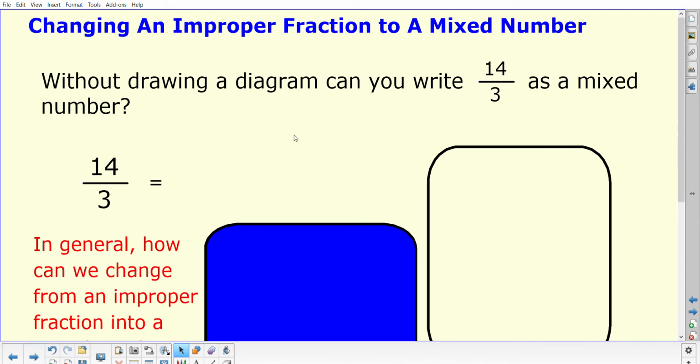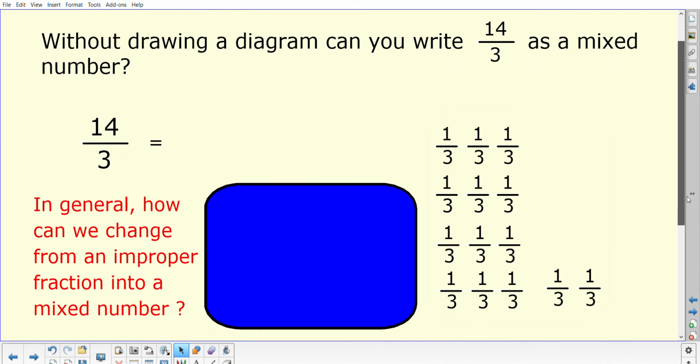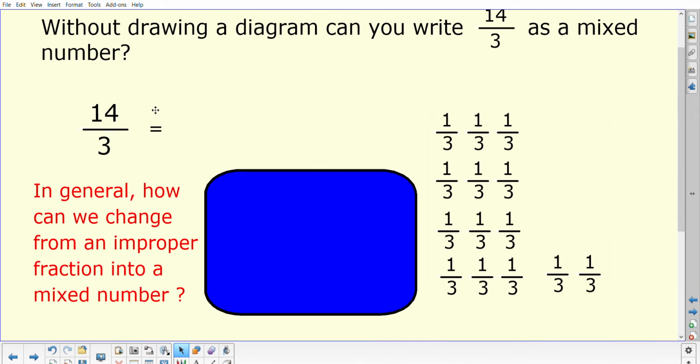But what we're really looking for is that you're able to go between a top-heavy fraction and a mixed number without having to draw the picture. So how can we do this without drawing all these wee pictures? One way I want you to think about it is if you had 14 thirds. In this diagram here, I've drawn out 14 separate thirds.